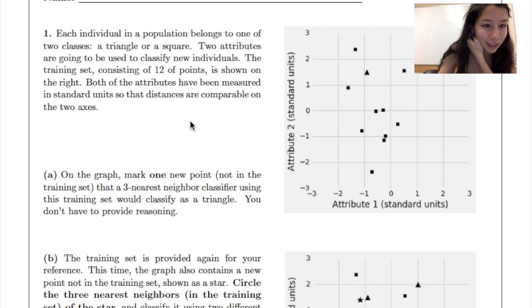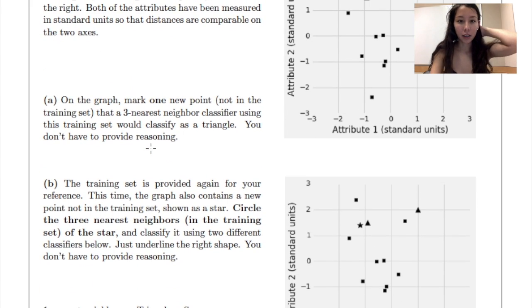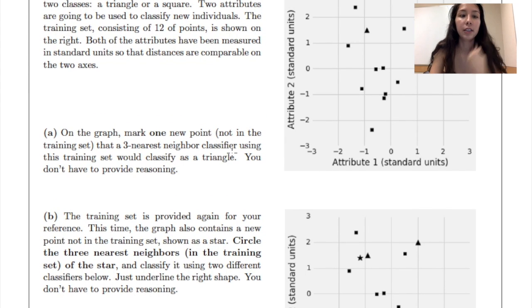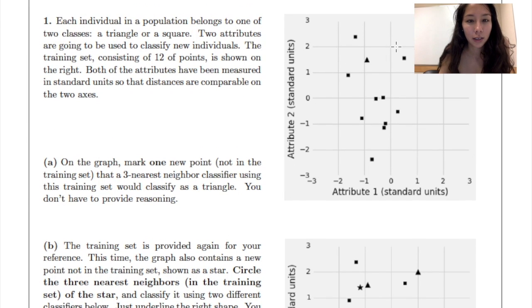Okay, and part A is asking us to mark one new point, not in the training set, that a 3 nearest neighbor classifier using this training set would classify as a triangle. Okay, so we look and we see that the triangles in this set are here and here. And since we're going to be using a 3 nearest neighbor classifier, we want to put a point that will be near the two triangles so that it'll be classified as a triangle, since that would be the majority if 2 out of the 3 points were triangles.